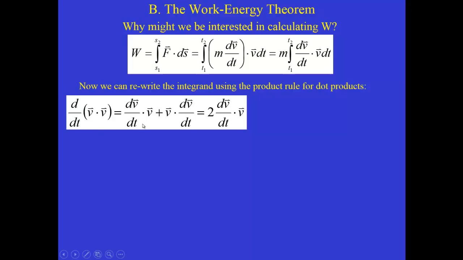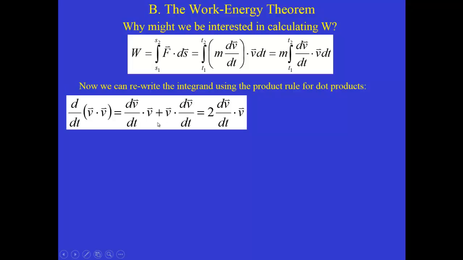But what you notice is that the dot product is commutative. Actually, yeah, what I said was wrong. The order does not matter in the dot product. So v dot dv dt is the same as dv dt dot v, right? So I had that wrong the first time.